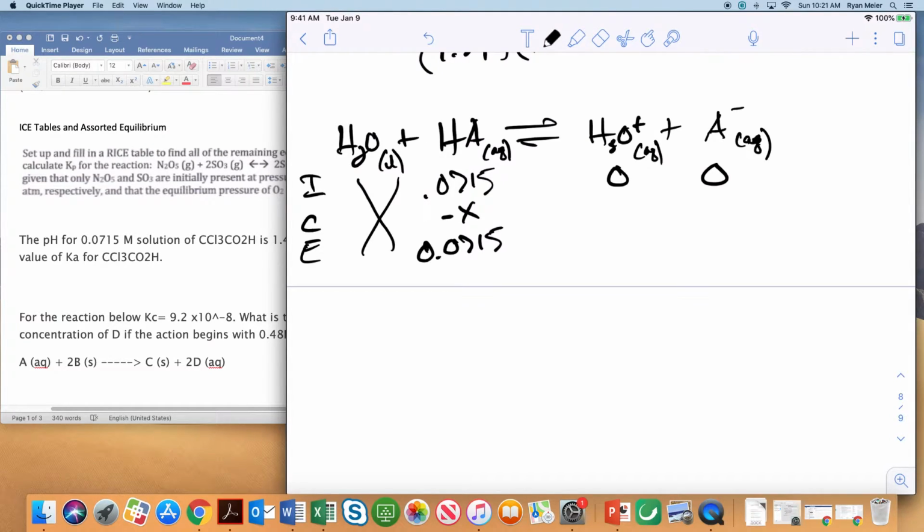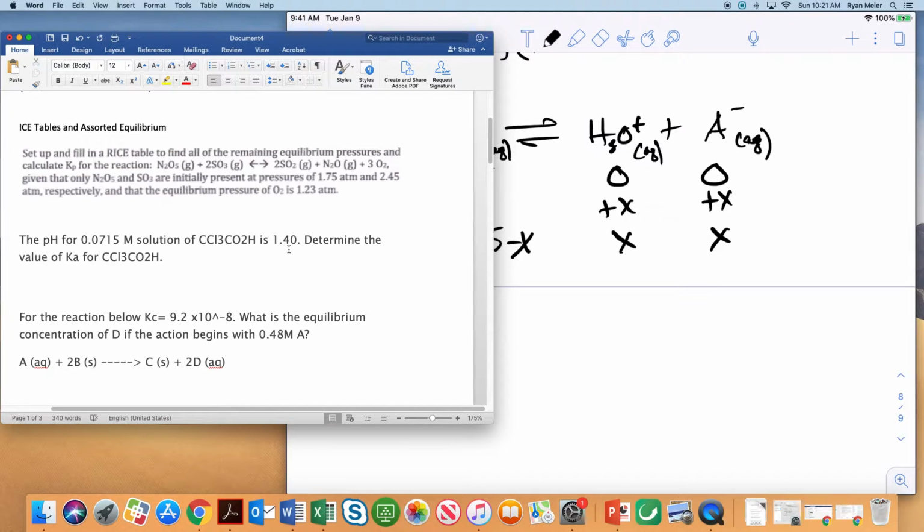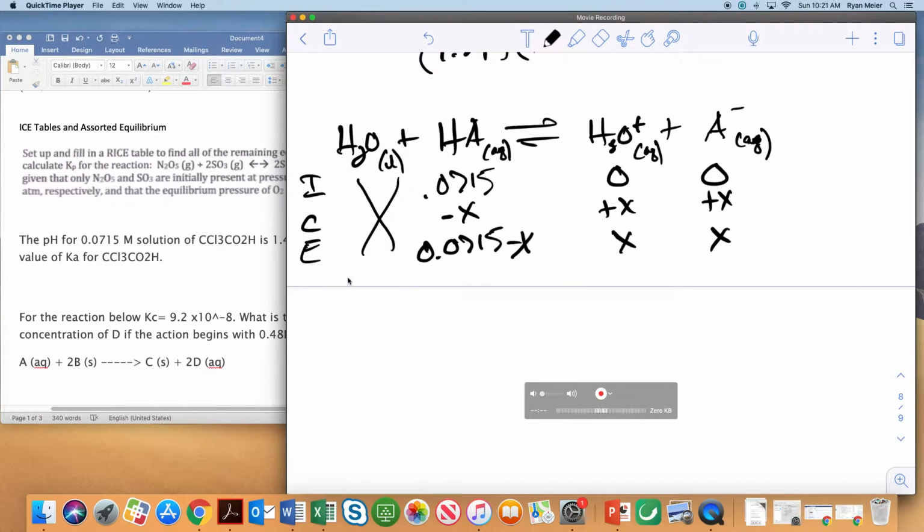So 0.0715 minus X for our reactant, or HA. And then just X should be our equilibrium amount of our products in this case. And what we can do at this point is we have one other piece of information, right? We're told the pH is 1.40. So how does that help us?